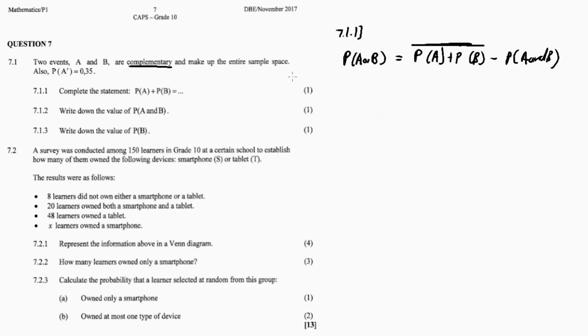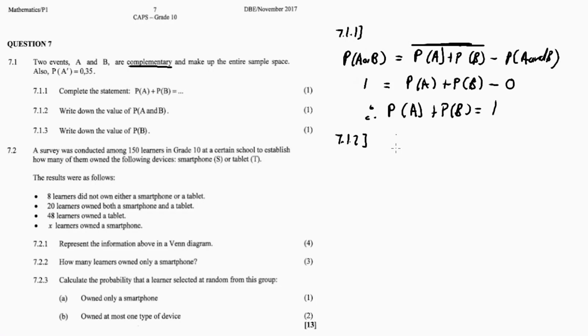So since we have complementary events, the probability of A or B is 1. Why? Exhaustive events. The probability of A plus the probability of B is what we want. It's minus 0 since there's no intersection of complementary events. So therefore, in conclusion, the probability of A plus the probability of B is 1. So this is equal to 1. These are complementary events.